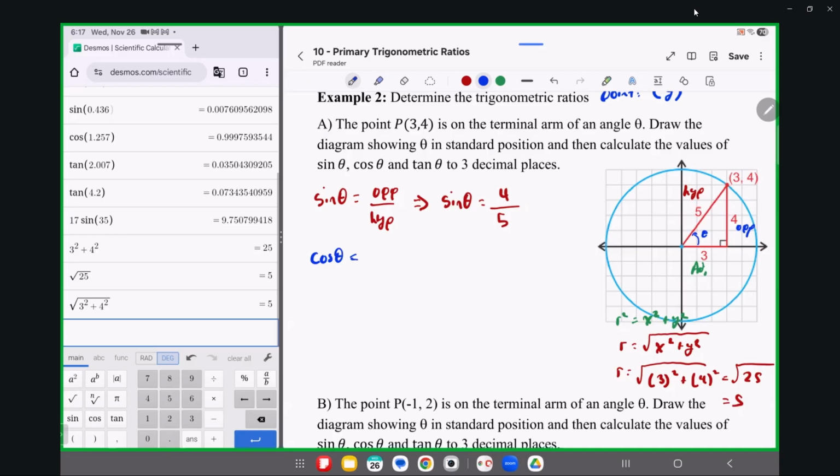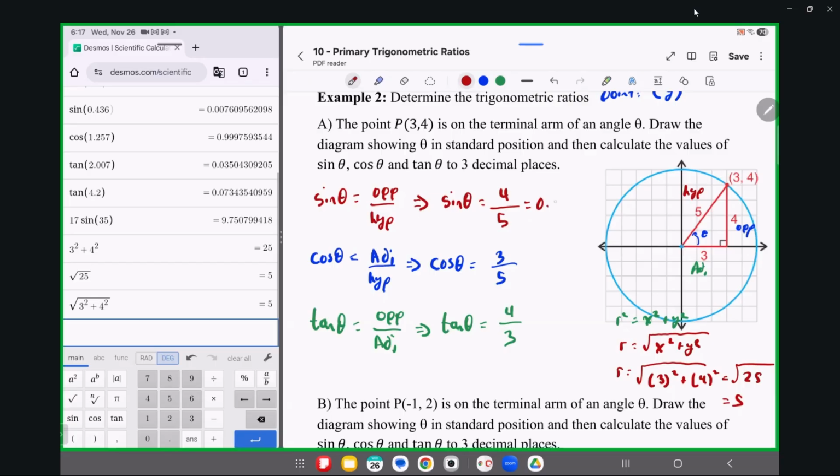Cos theta is equal to the adjacent over the hypotenuse. So that means cos theta is equal to the adjacent, which is 3, over the hypotenuse, which is 5. And tan theta is equal to the opposite over the adjacent, which means that tan theta is equal to the opposite, which is 4, over the adjacent, which is 3. And if we need to, we can make these decimals to 3 decimal places.